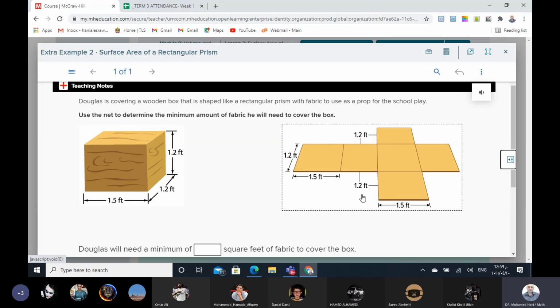I want you all to try to find the surface area. The first step, find the areas of all the faces. Then the second step, add the total areas. You have 5 minutes. Try to find the surface area, then tell me what your answer is. Start, please.